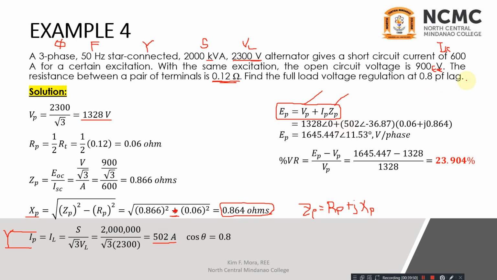Then we are given the power factor of 0.8. To solve for the angle of the current, we just take the inverse cosine of our power factor. The inverse cosine of 0.8 is 36.83.